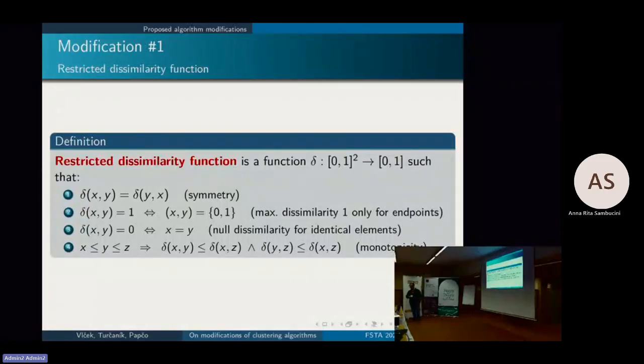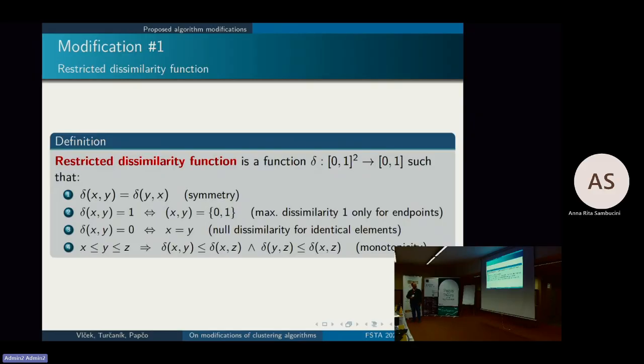For the definition of the aggregational dissimilarity measure, we use a restricted dissimilarity function, which is defined on the unit interval, but can also be widened to more general intervals. Here are some properties of this function. It's symmetric.